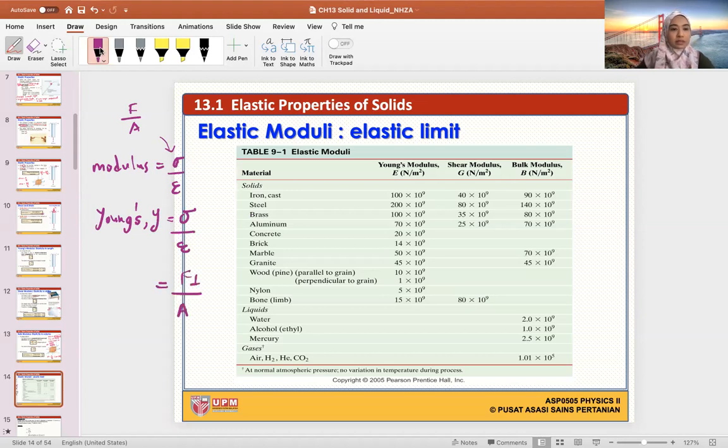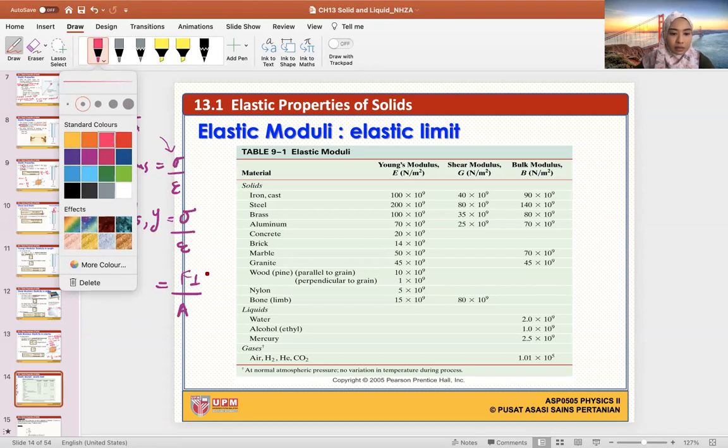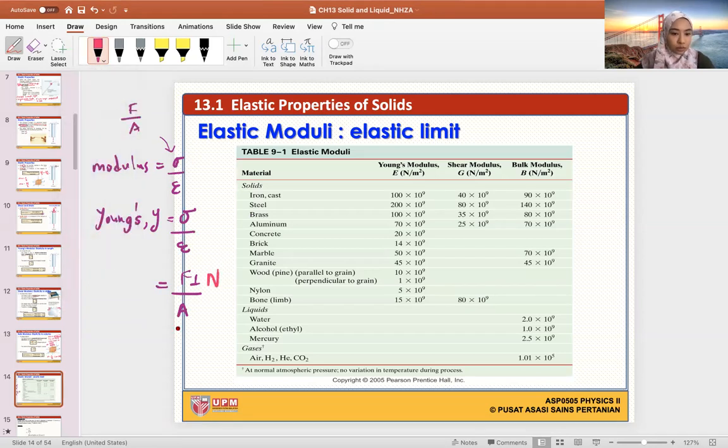F, what is the symbol for F? It is Newton. Sorry, what is the unit for F? It is Newton. And A, the SI unit, is meter squared. So that's your stress. Okay. Now, what about the strain?